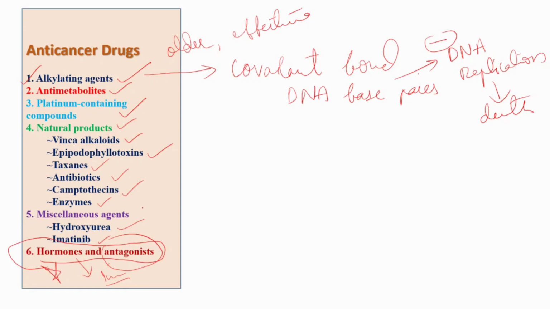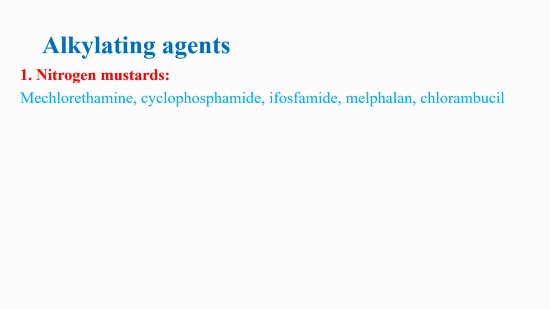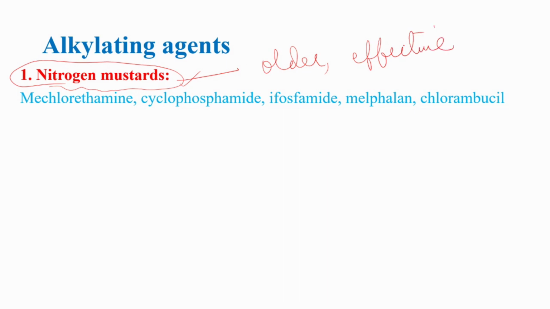So in today's class, let us discuss alkylating agents. Alkylating agents are further classified into different classes of drugs. The first one is nitrogen mustards. These are very, very important drugs. Nitrogen mustards are older drugs, very effective, and cytotoxic. In nitrogen mustards, we have mechlorethamine, cyclophosphamide, ifosfamide, melphalan, and chlorambucil.